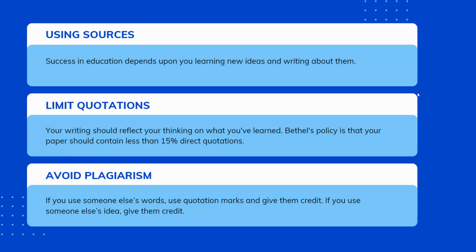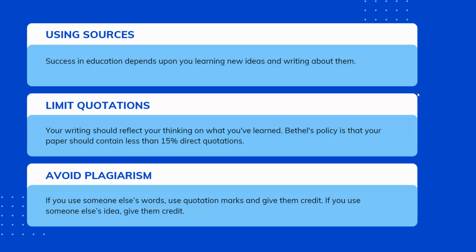Also, remember that we want to know what you think. So we don't want to read essays that are just a string of quotes from a bunch of other people. It's wonderful that you did your research, but we want to know what you think. So that's why Bethel's policy is that your paper should contain less than 15% direct quotes. So you do the math. If your Disqus post is 250 words, then figure out what 15% of that is and make sure you don't have more than that many words that are in a direct quote. Once again, this is because we want to hear what you think and what you've learned. So that's why we limit the number of quotations.